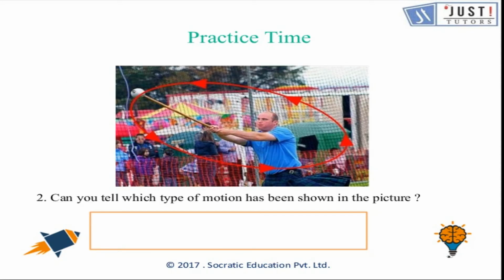Moving ahead, you can again pause the video and attempt the question. Now in this one you have to tell which type of motion has been shown in the picture. So you can take a look at the path along which the object is moving in the picture. It is very clear that the object is moving along a circular path, so we can say that it's in circular motion.